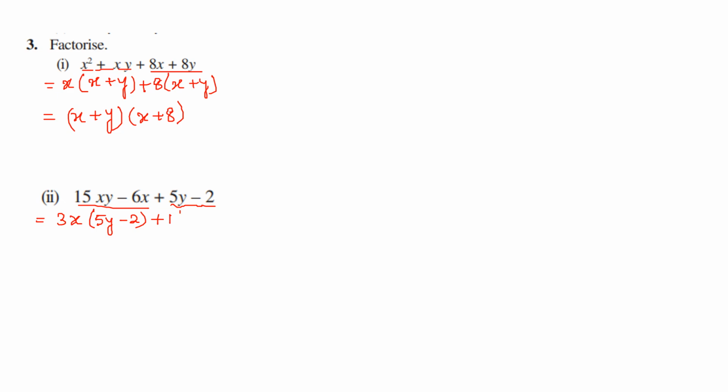So I can take 1 common. So it will be 5y minus 2. Now from both the terms you can see 5y minus 2 is common, isn't it? So if I take 5y minus 2 common from both the terms, from the first term I am left with only 3x, and from the second term I am left with plus 1. So it will be 3x plus 1.